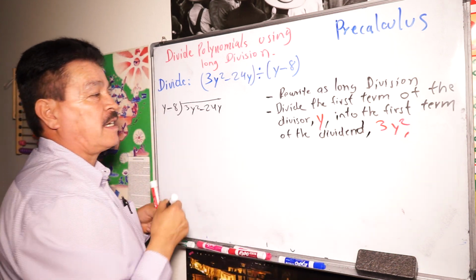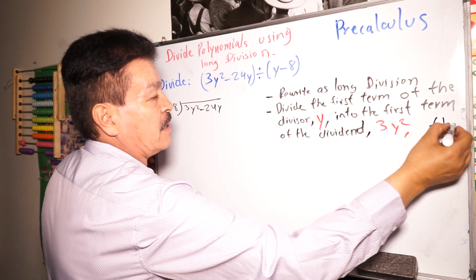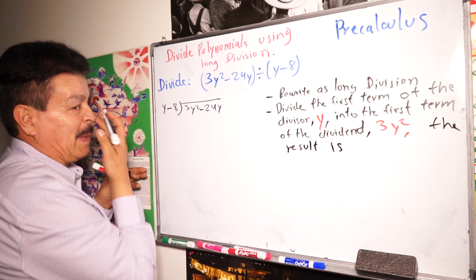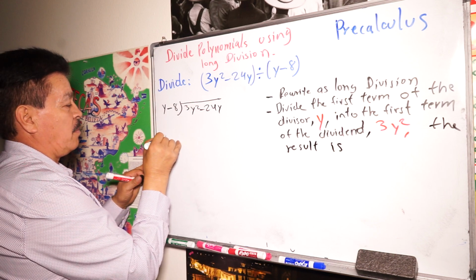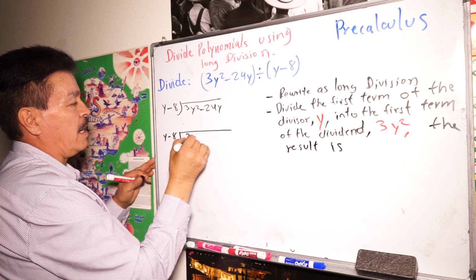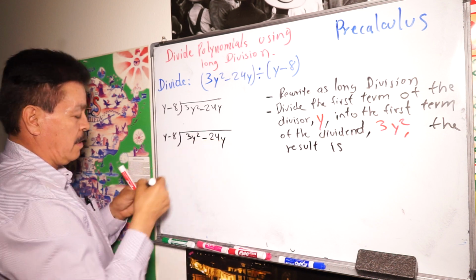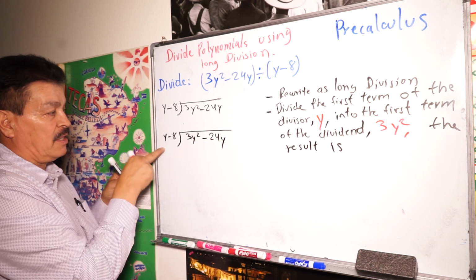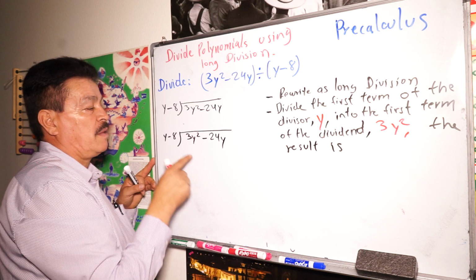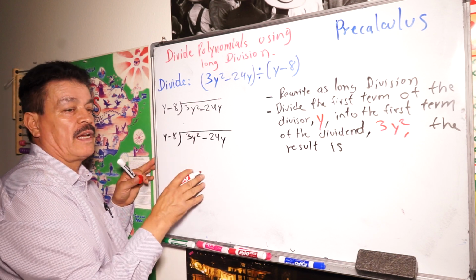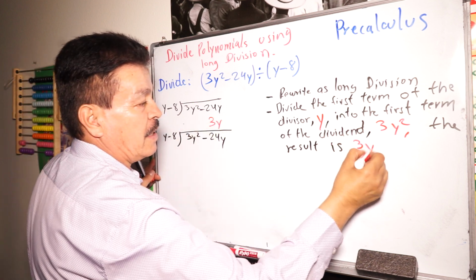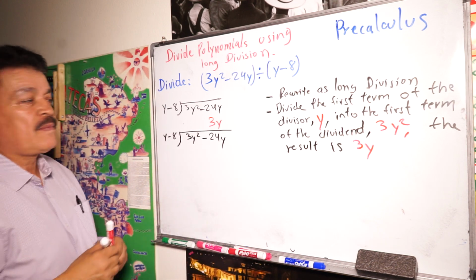Right there. What is the result? So do the operation. Next step, y into 3y to the second power minus 24y. Divide the first term of the divisor, y, into the first term of the dividend. So what is the answer? The answer is 3y.